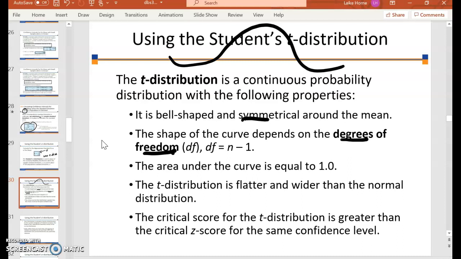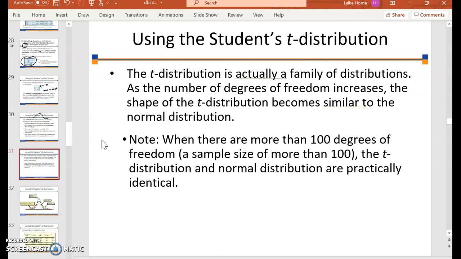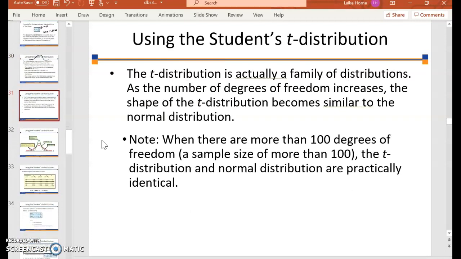The t-distribution is going to be flatter and wider than the normal. The critical t-score is going to be a little bit bigger than the critical z-score for the same confidence level. So usually the curve is wider. Okay. And it's actually a family of distributions.